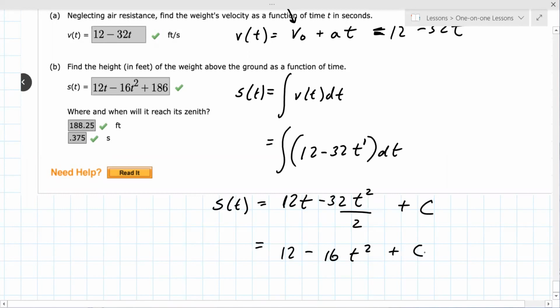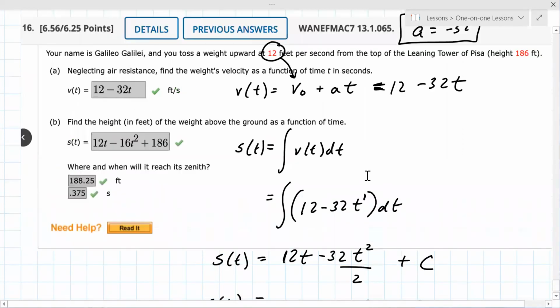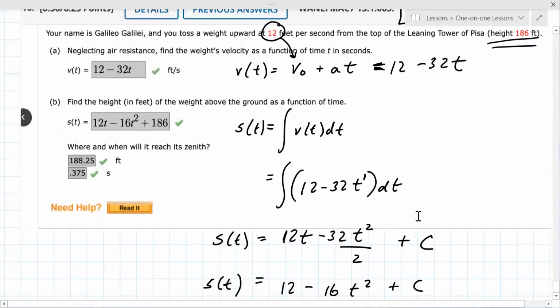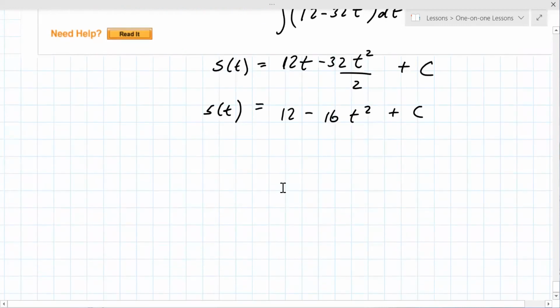And you might be saying, well, how do I know how to find C? They have to give you some sort of point or initial condition, and they do that up here. Wait, how did you get rid of the t on the 12? Oh, that's just an omission on my part. It's supposed to be there. Okay.